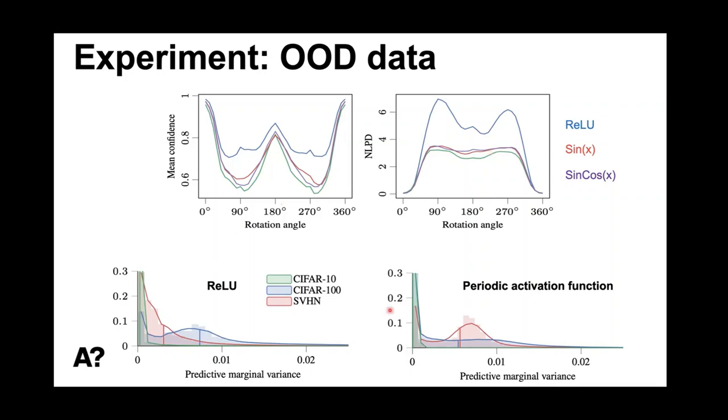What you see is that if you look at the marginal variances, the ReLU network is not able to distinguish between images that are actually from a very different data domain. It has a low variance, even though this SVHN data is very different. While if you use a periodic activation function, you get a very high marginal variance for those data points. And for data that is similar but different, you get a wider spread for the variance. So that's also quite nice, I think.